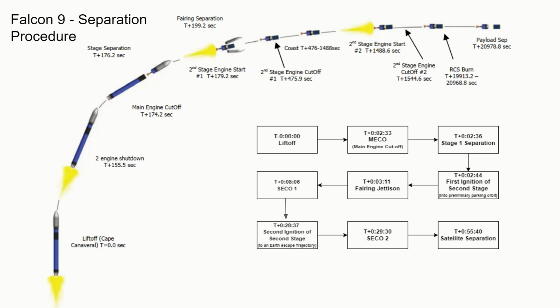The second ignition of the second stage would put the spacecraft into a transfer trajectory phase. The satellite separation would occur once the DSN network is back online and could have constant communication with the spacecraft.